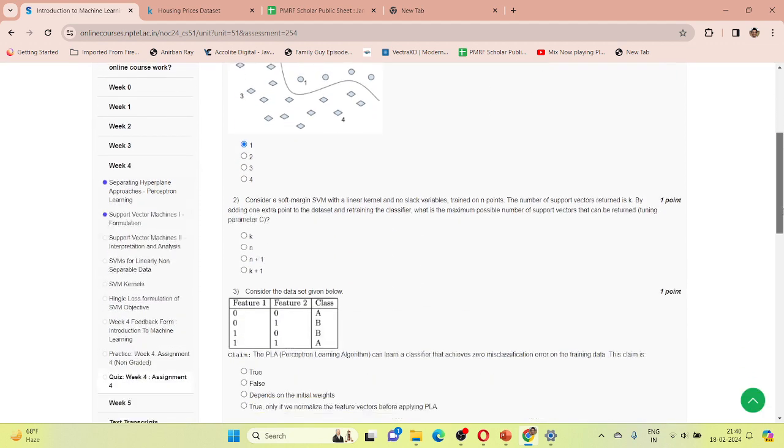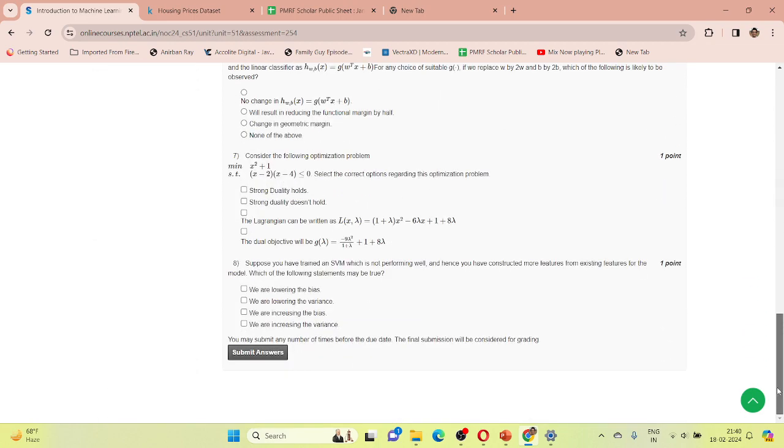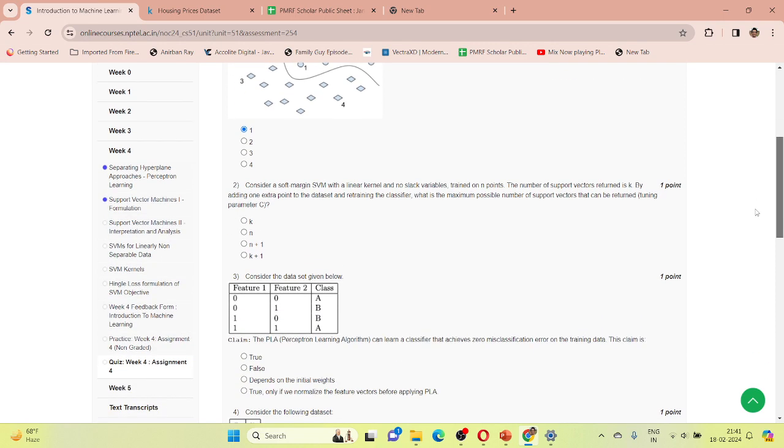Others you can see from the videos. But what does the second question mean? Can you just read it? I'm not able to understand. Soft margin SVM with a linear kernel and no slack variables trained on n points. The number of support vectors returned is k. By adding one extra point to the dataset and retraining the classifier, what is the maximum possible number of support vectors that can be returned?